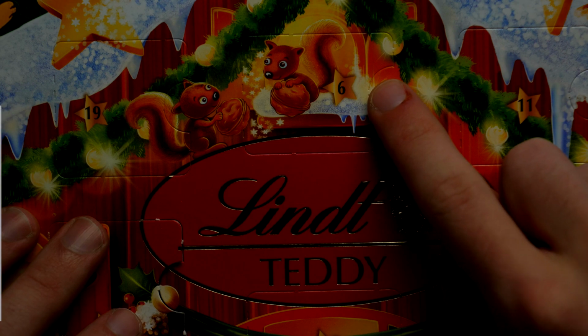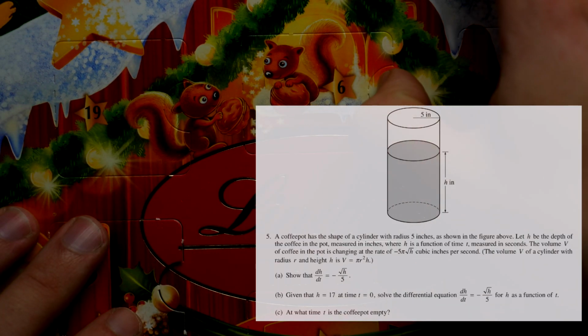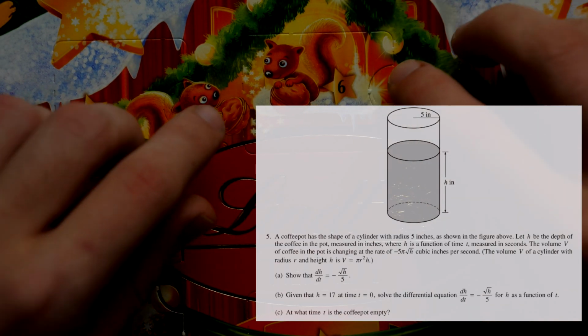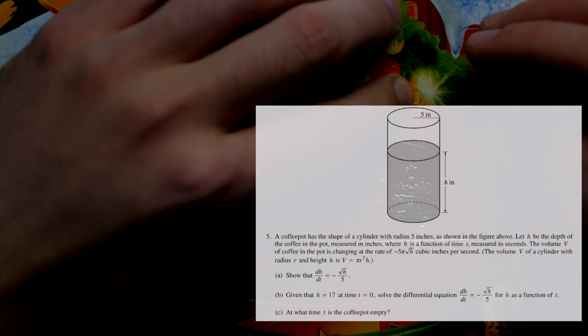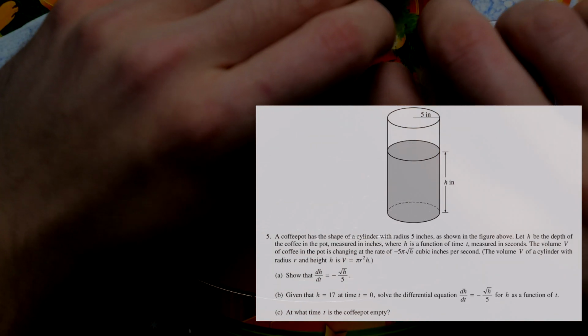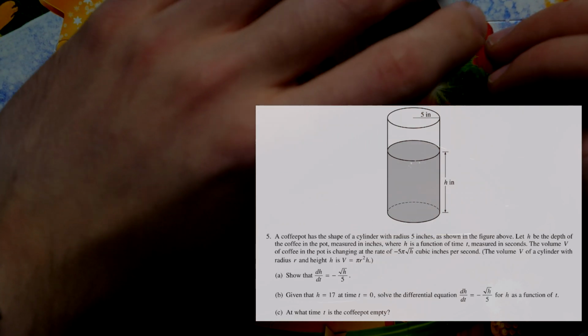As I open up the slot, I'll go ahead and put today's question on screen now so you can start reading it while I dilly-dally with these candies. We're doing a related rates problem today. Deals with pots of coffee.